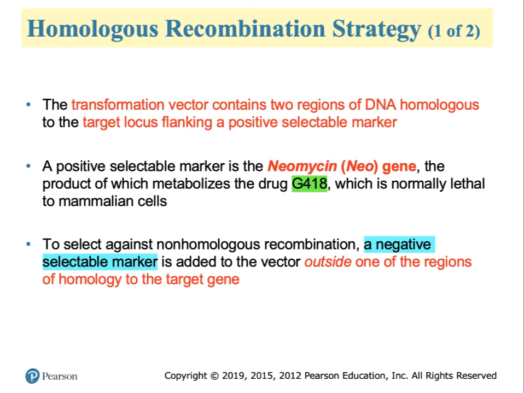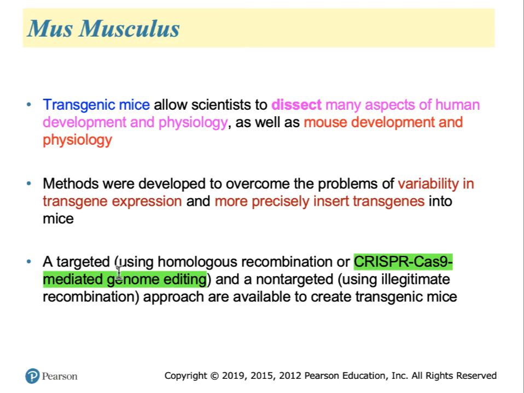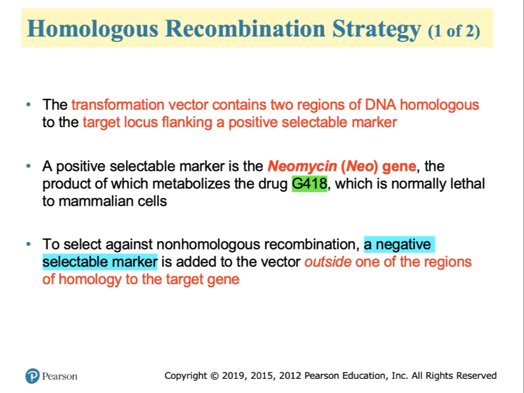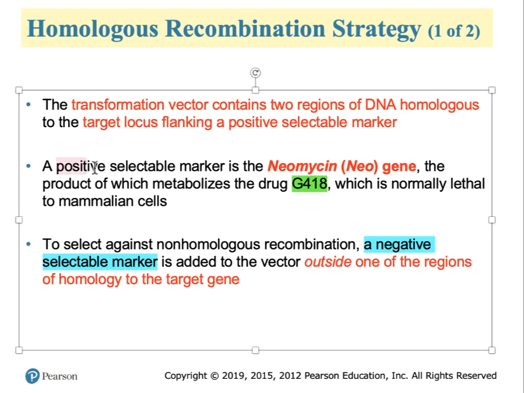When it comes to recombination, there's two types. There's homologous recombination and there's illegitimate recombination. In order to discriminate between successful outcomes and unsuccessful outcomes, scientists have developed two forms of selectable marker. One is called a positive selectable marker, that being, in most cases, the neomycin gene. Neomycin gene produces a product which metabolizes the drug G418, which is normally lethal to mammalian cells.